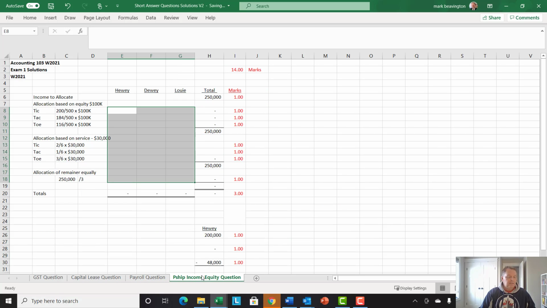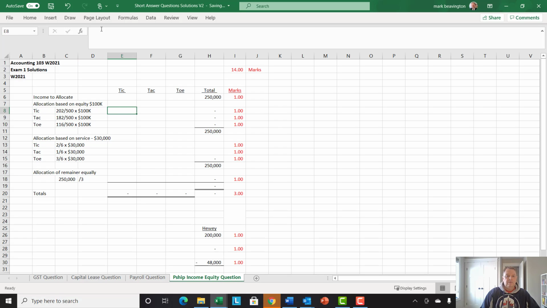Finally, the partnership income calculation. This one, we have different partners in here. We have TIC, and we have TAC and TOW, and this is our standard format that we use for these. We know there's profit of $250,000, and we know that TIC, TAC, and TOW have different capital accounts. This one has $202,000, and in the end, you're going to see that there's a total of $500,000. This one is $182,000, and then this one's $116,000.